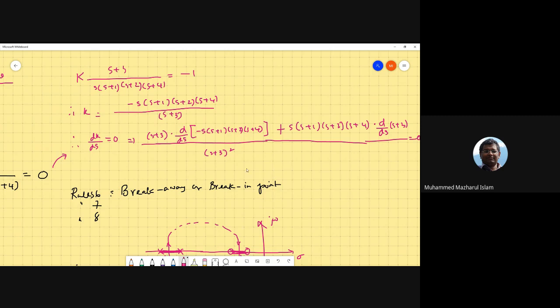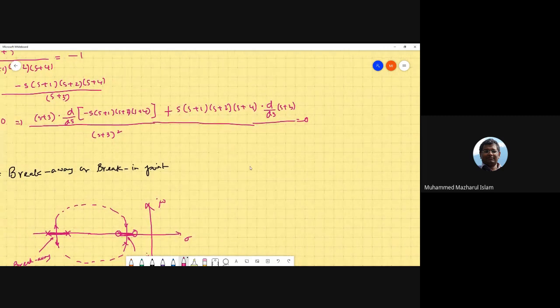Now, as you can understand, you can multiply both the sides by (s plus 3) whole square. So the (s plus 3) whole square at the bottom vanishes. So I'm just going to erase this part because I'm out of space. So multiplying both the sides by (s plus 3) whole square, we get this equal to 0.